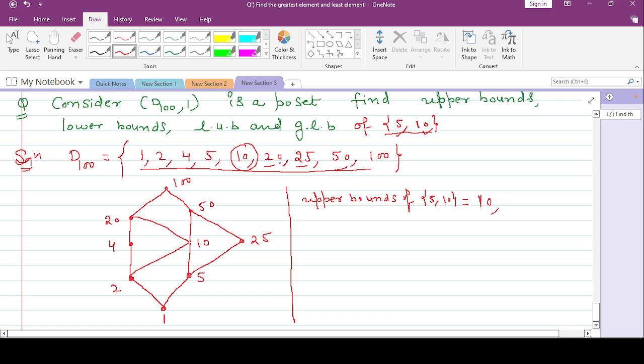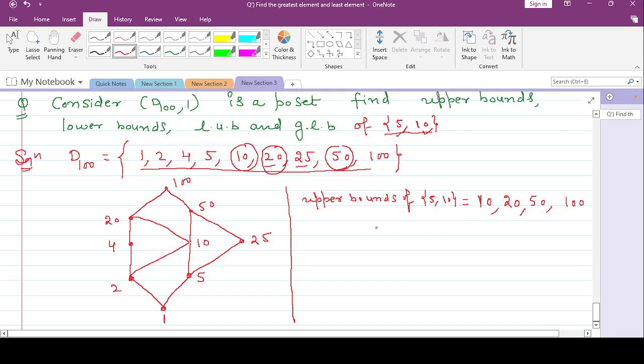The next element which is divisible by 5 and 10 is 20. You cannot take 25 because 5 divides 25, but 10 does not divide 25, so do not take this element. The next element is 50, because 50 is divisible by both 5 and 10. Next element is 100 because 100 is also divisible by 5 and 10.